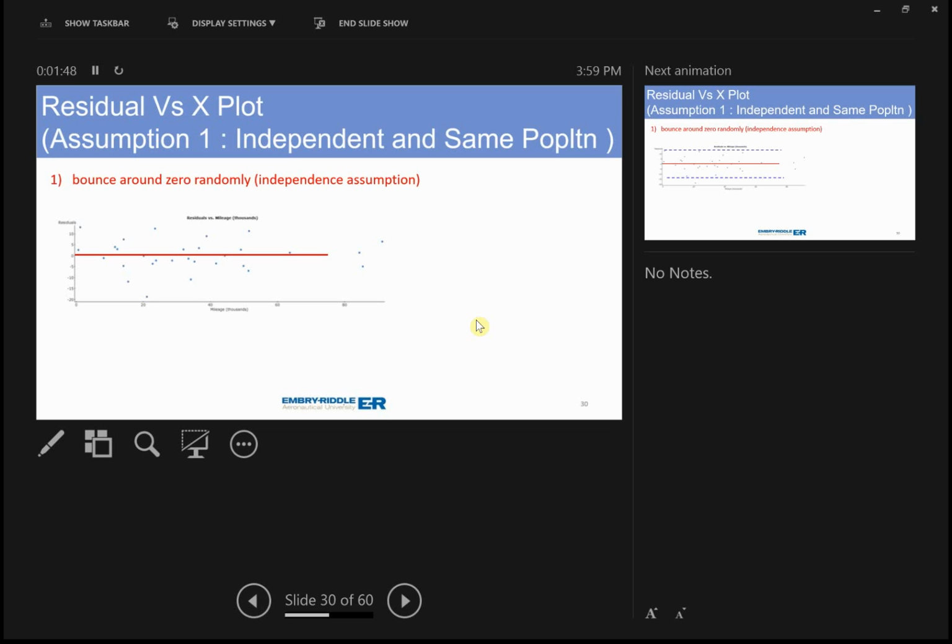The other thing also is we're also looking for independence. And what that means is this. When it isn't independent, here's how it looks.